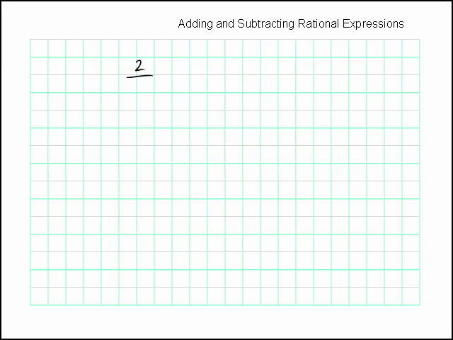2 over y minus 1 over y plus 4. The LCD here is just the product of both of them. y and y plus 4 are two completely different factors. And so my LCD is going to be y times y plus 4. I just multiply them together.